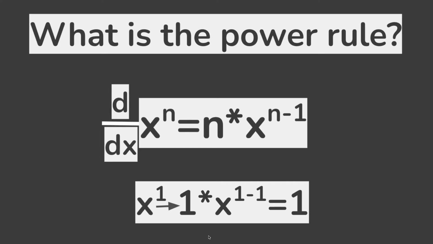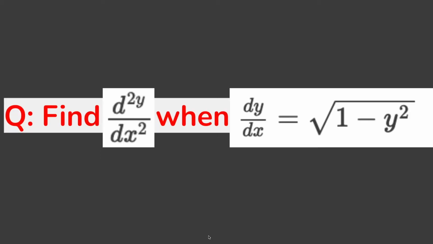Now, we'll also need power rule, as explained in my first video. Go check that out if you want a more in-depth explanation. So, finally, we have the question here. Find the second derivative of dy/dx when dy/dx is equal to the square root of 1 subtract y squared.